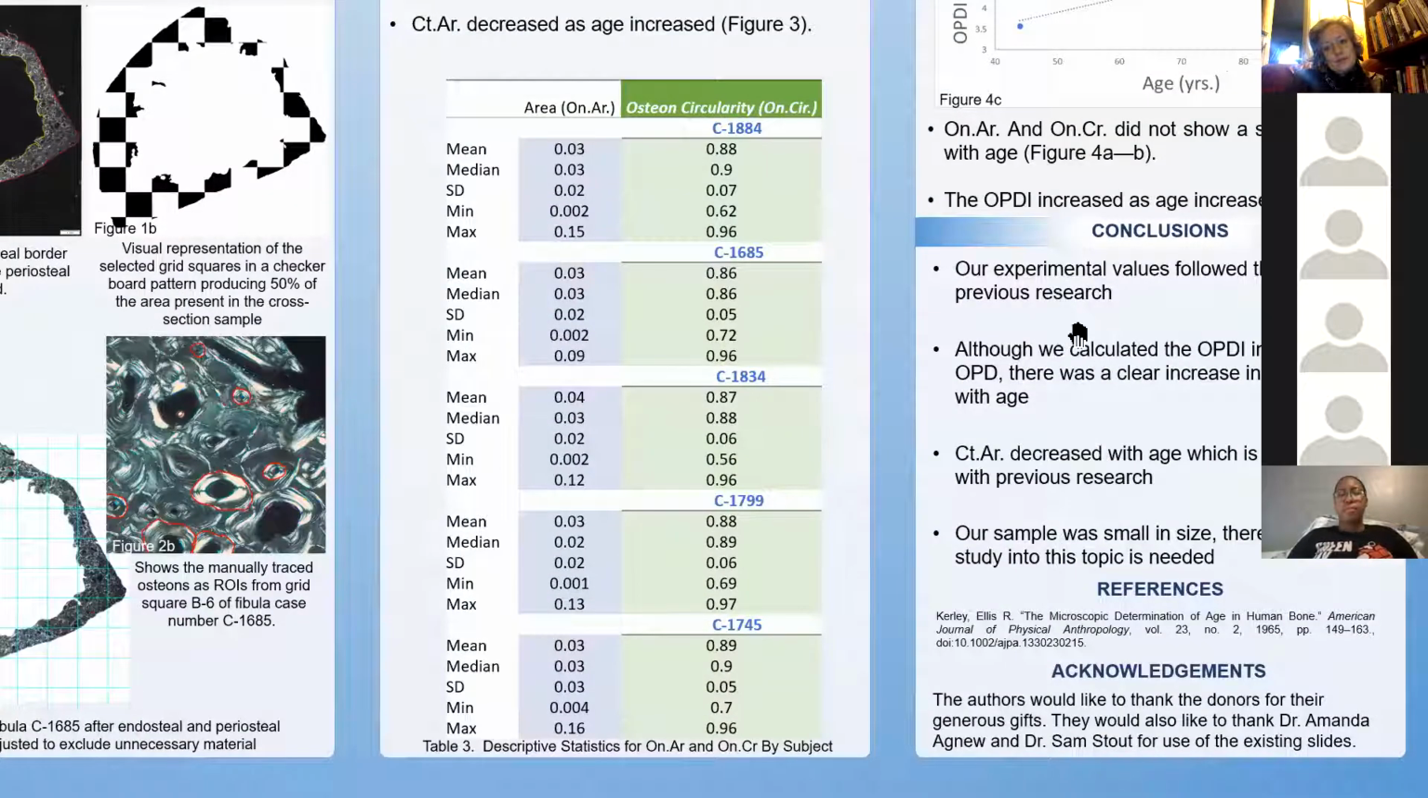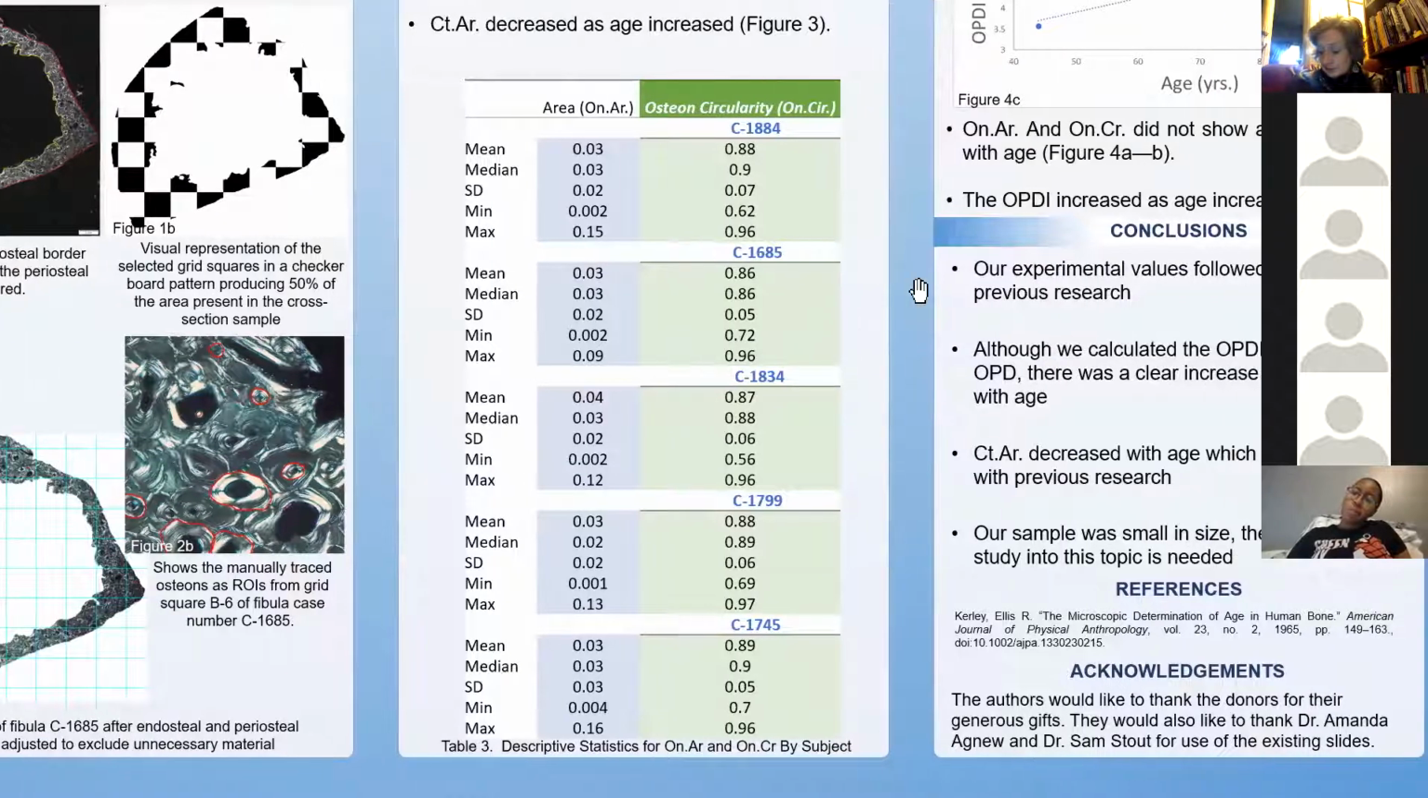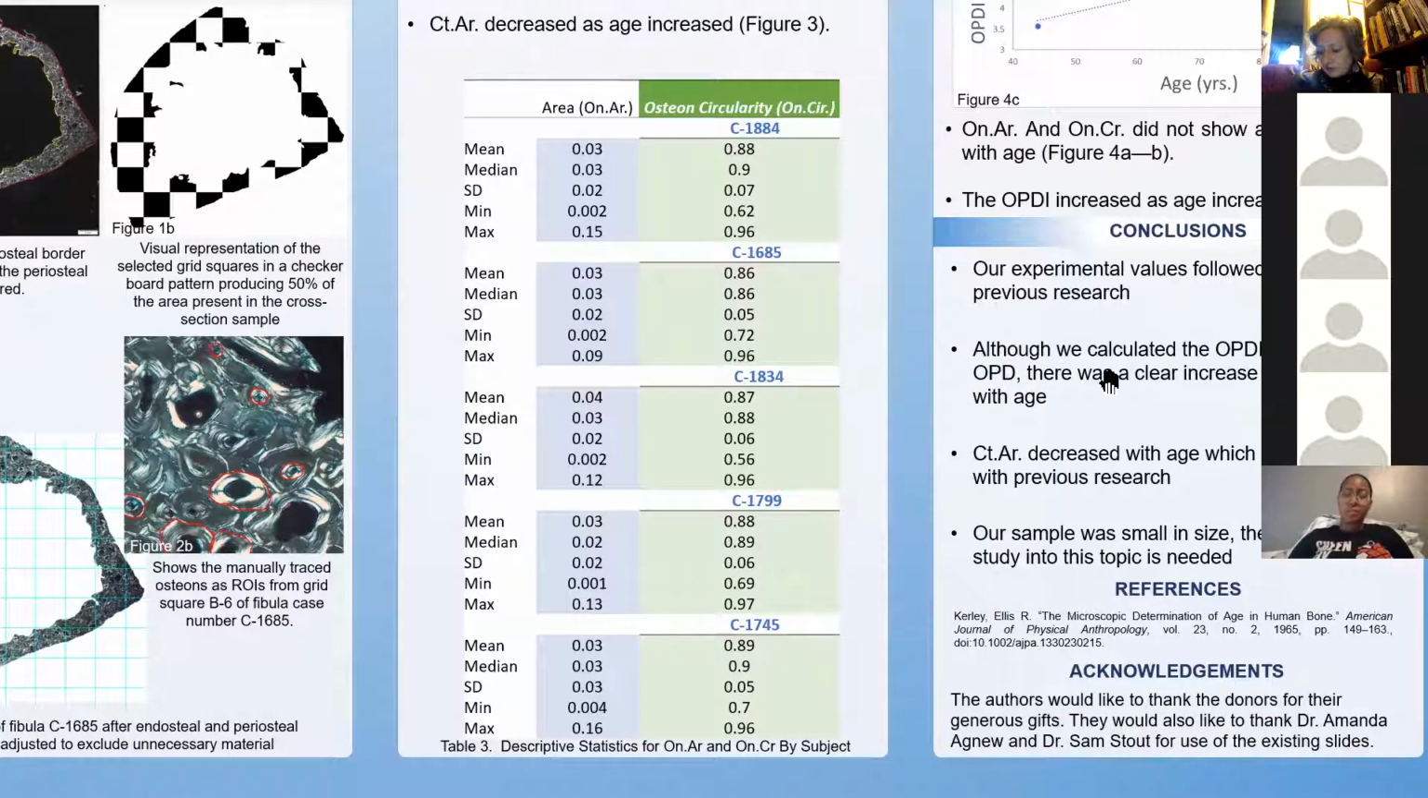So I would like to get into my conclusions. Our experimental values did follow the trends from previous research. However, we do need to keep in mind that we had 5 samples, which is a rather small sample. Therefore, there needs to be a little bit more study into this topic to confirm. Our cortical areas did decrease with age, which was consistent with research that had previously been done.